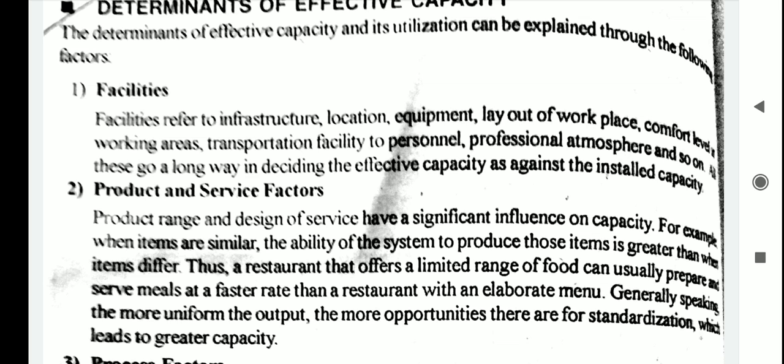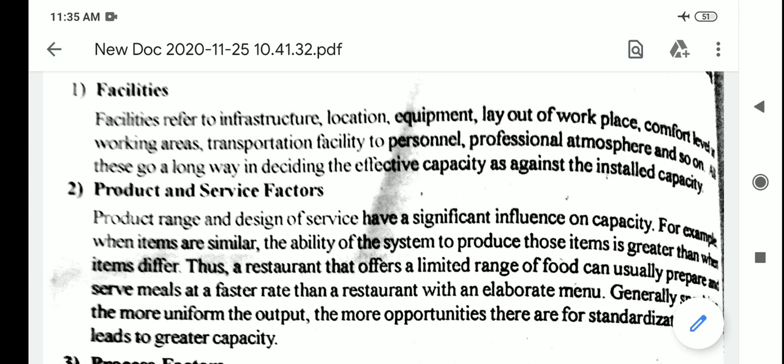The first one is facilities. Here facilities refers to the infrastructure, location, equipment, layout, workplace, comfort level at the working areas, transportation facility to personnel, professional atmosphere, and so on. All these go a long way in deciding the effective capacity as against the installed capacity.